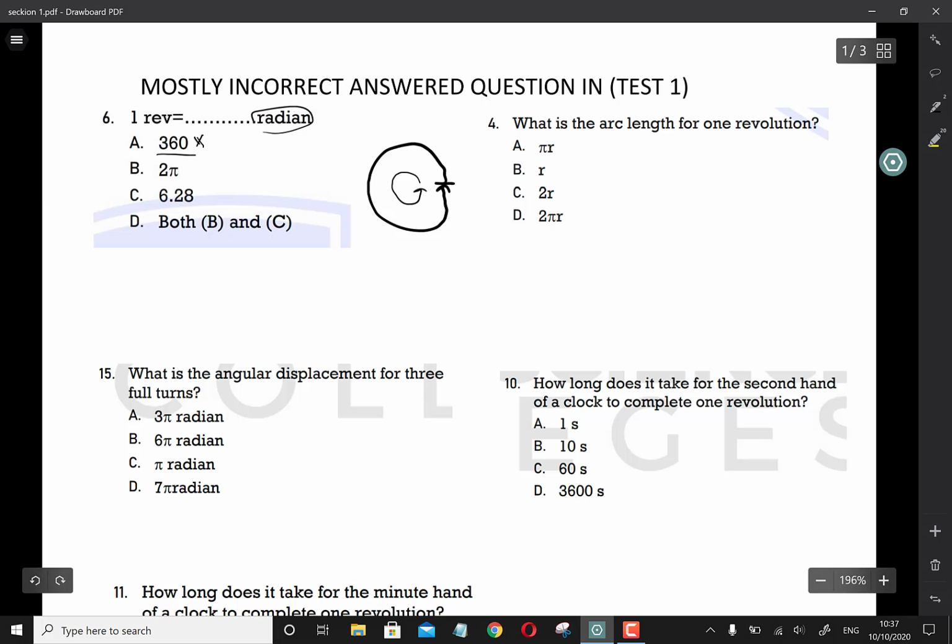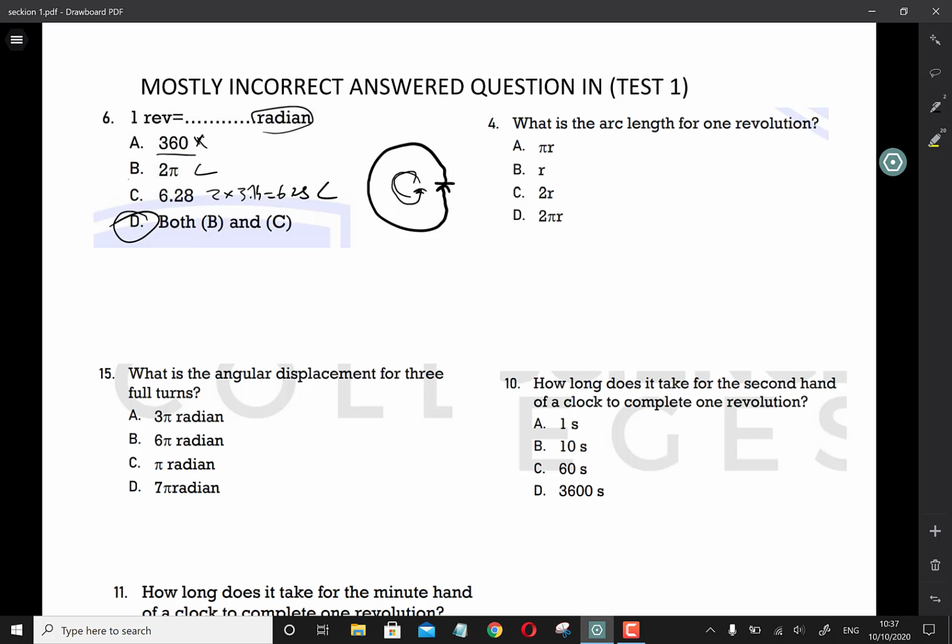Second one is 2 pi radians. Yes, 1 revolution is equal to 2 pi radians. This is correct. And also pi is 3.14, so 2 times 3.14 is equal to 6.28. This is also correct. So that's why both B and C are correct. The choice must be both B and C, and that is D.